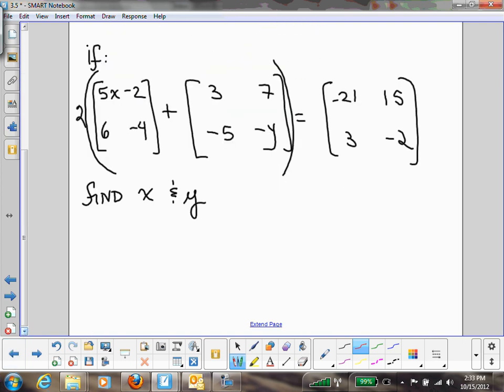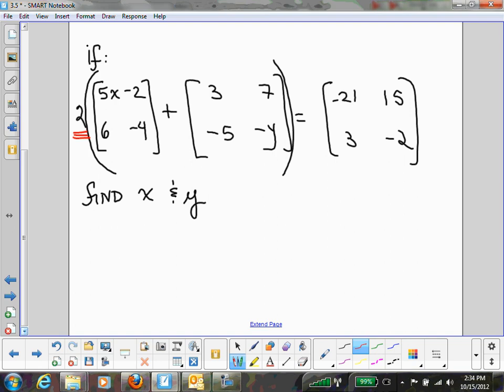See this little 2? That's a multiplier. It's like if I'm going to go 2 times 8. It'll just increase everything that's in there by 2. But matrices follow the same rules that order of operations do. We do what's inside our parentheses first, and then we worry about our multiplication and division.